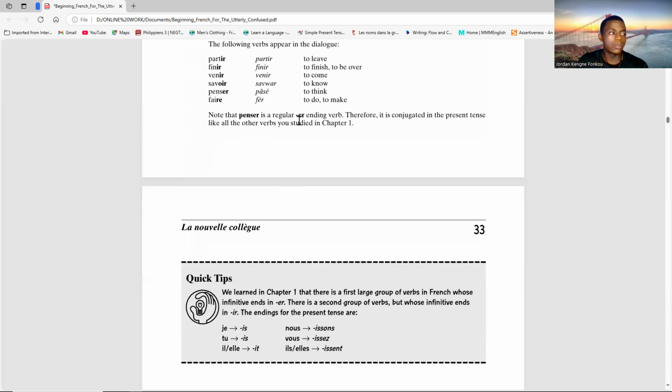Note that penser is a regular AR verb. We've studied previously how to conjugate a regular AR verb. If you want to review them, make sure you check the lesson concerning chapter 1 of this particular book. Therefore, it is conjugated in the present tense like all other verbs you studied in chapter 1.